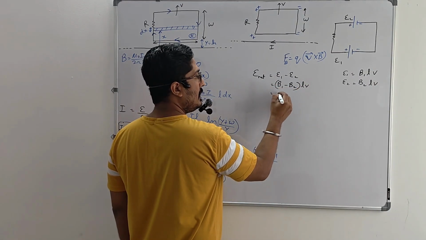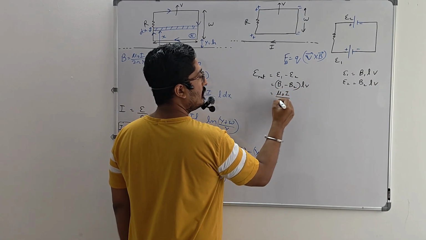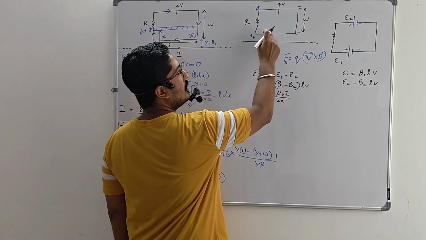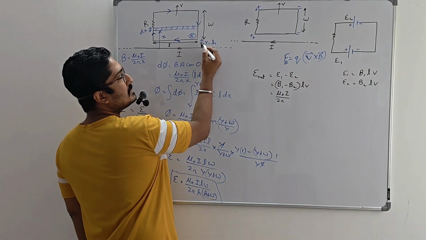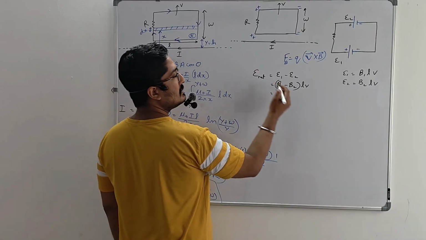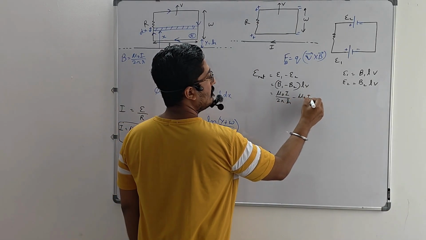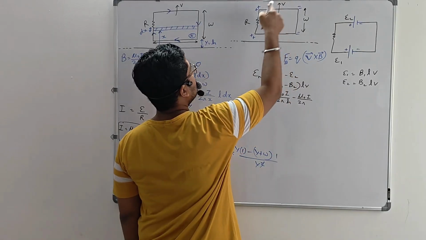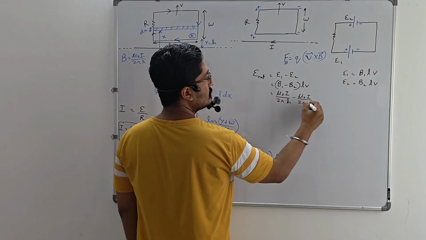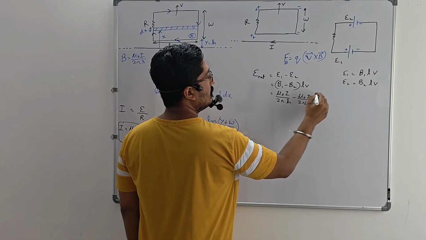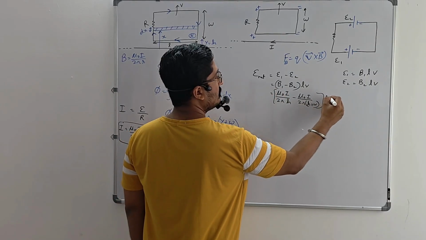Now what's the formula for magnetic field? Mu naught I by 2 pi. What's the distance from here to the wire? We're talking about the distance being h, so that value is h. For the other one, it will be mu naught I divided by 2 pi. What's the distance to that? h plus w. So I'm having h plus w and then LV.